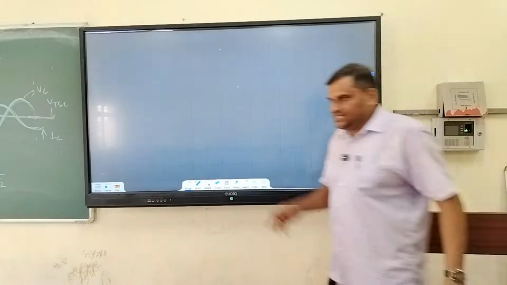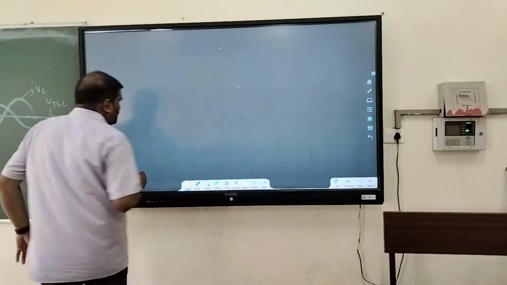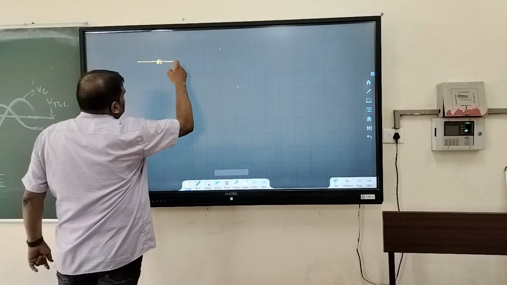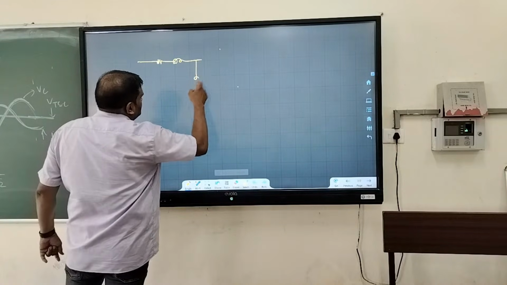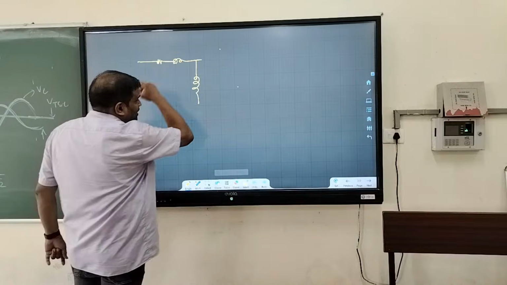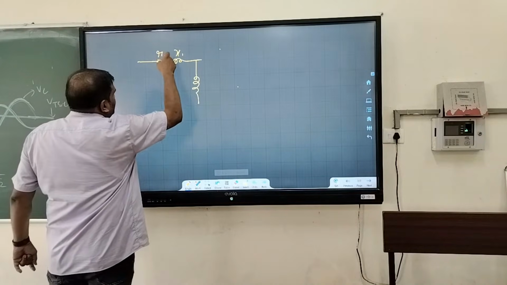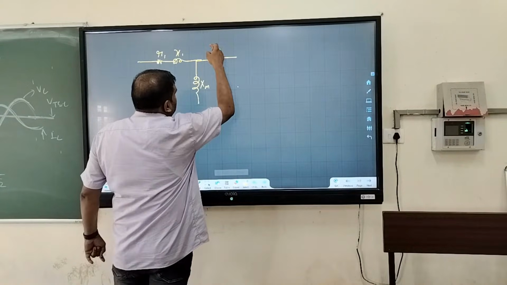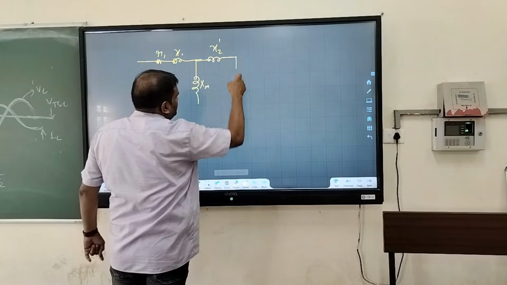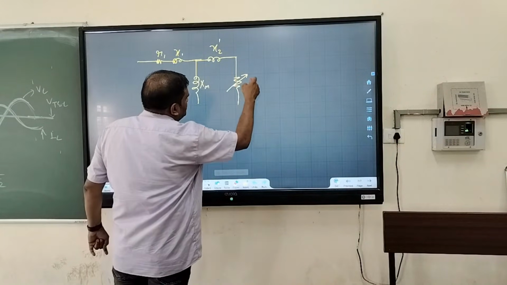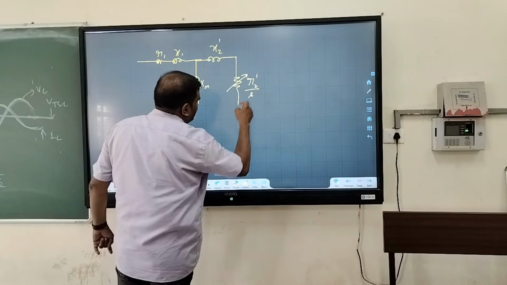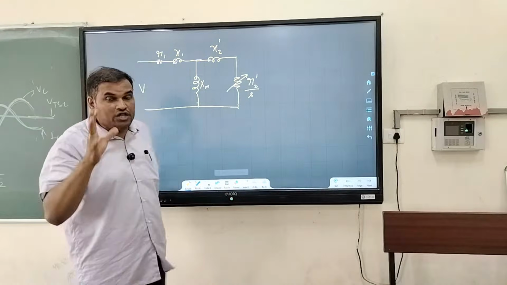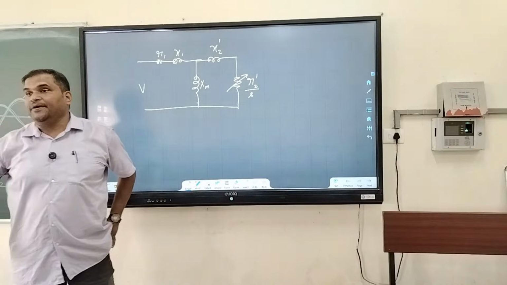Just recall the equivalent circuit. How does it look? You have a primary resistance R1, then the leakage reactance X1, then XM. Here you have X2 dash, and here you have a resistance, R2 dash by S. And the input voltage is V, where all the terms are per phase quantities.